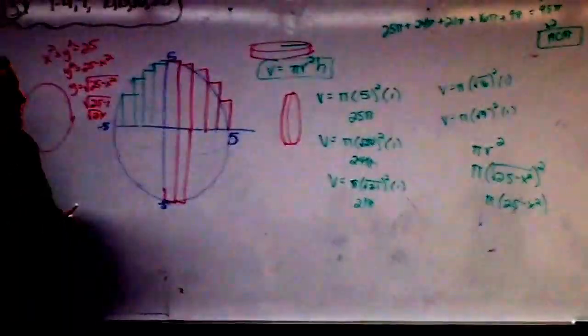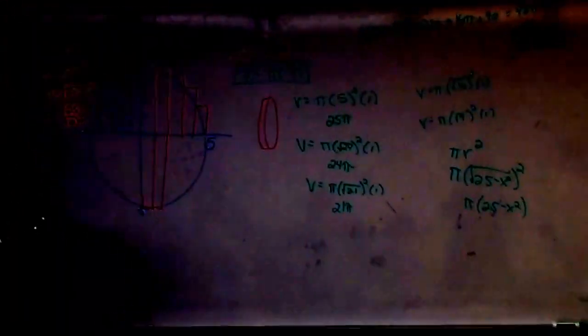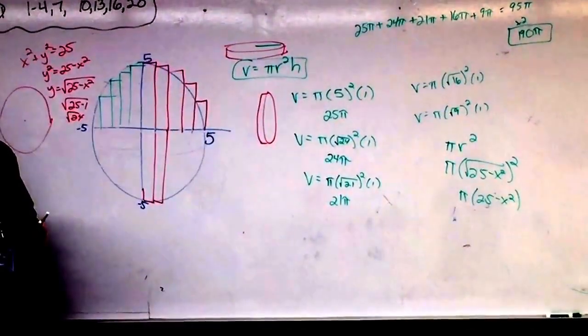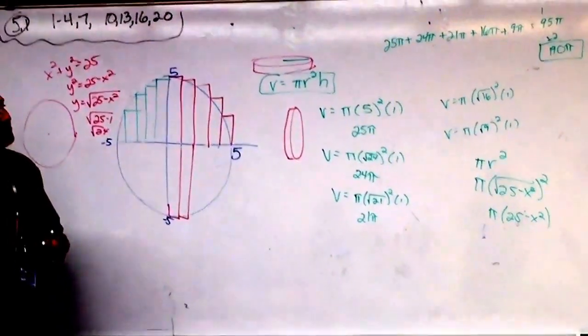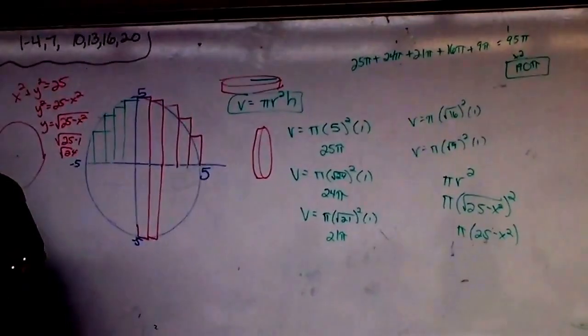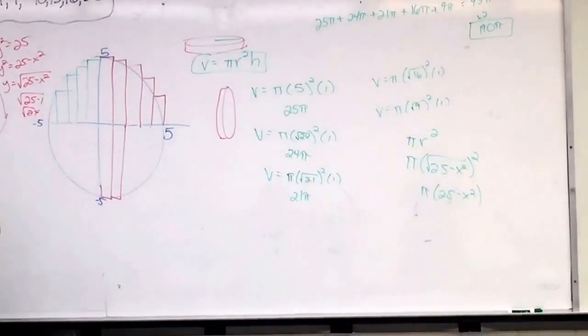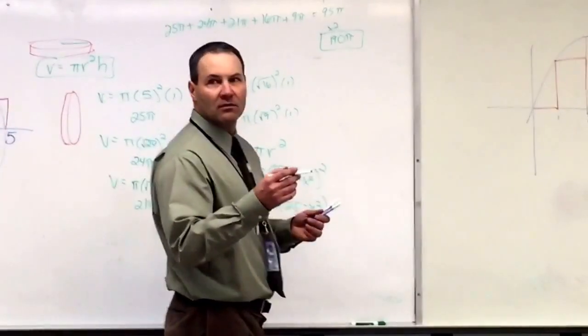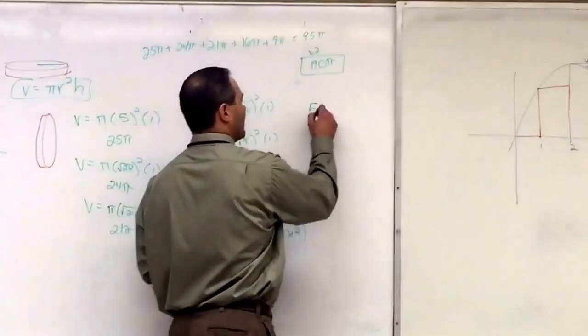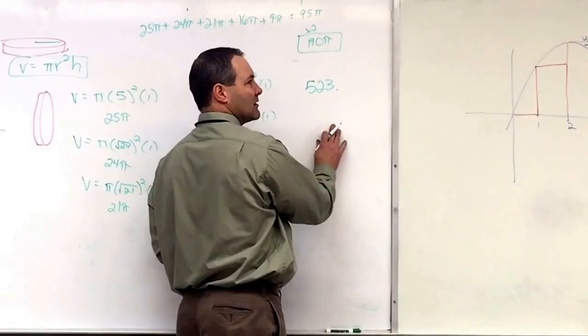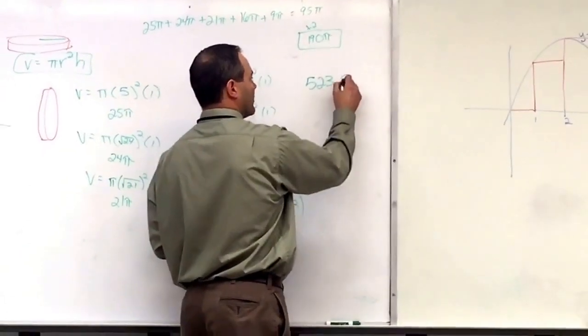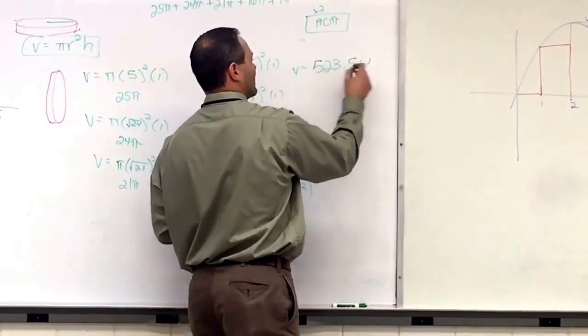Alright, so let's increase our subintervals to like 100. It'll be more accurate now. I bet you it's pretty close to what the answer is. 523.54. 5.4. Or 5.5, sorry.